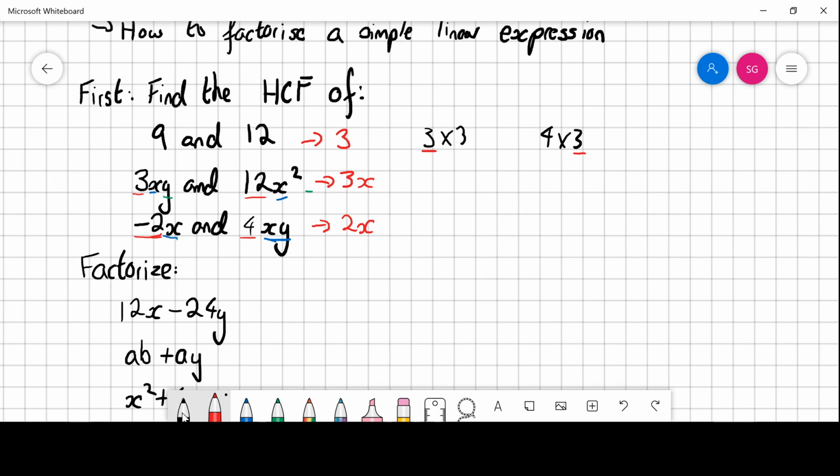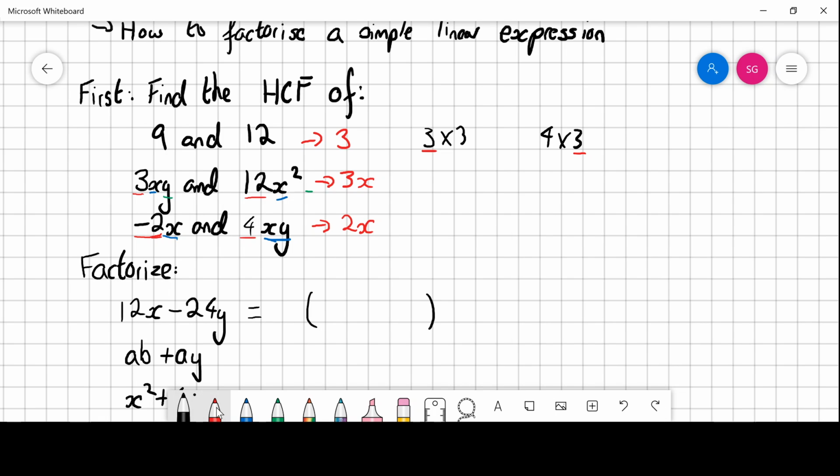Okay, so that was a quick refresher on finding highest common factors with algebraic expressions. Now we're going to use this knowledge to factorize these expressions. So how do we factorize them? Well, what we're trying to do is find an expression for the original expression where we've got the highest common factor on the outside and it's as simple as it can be within the brackets, okay?